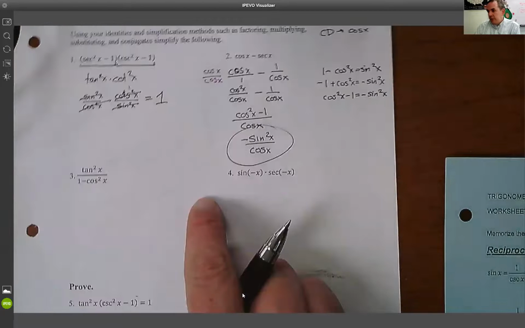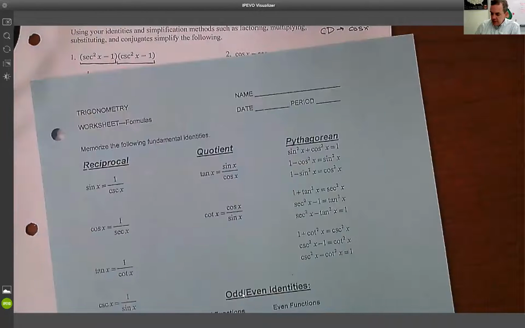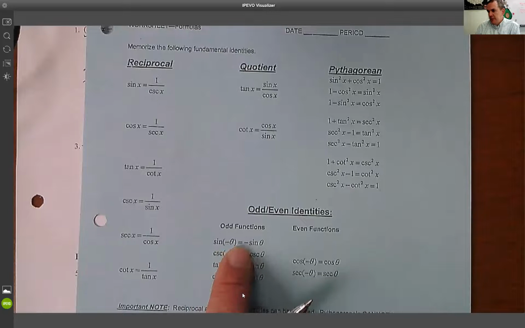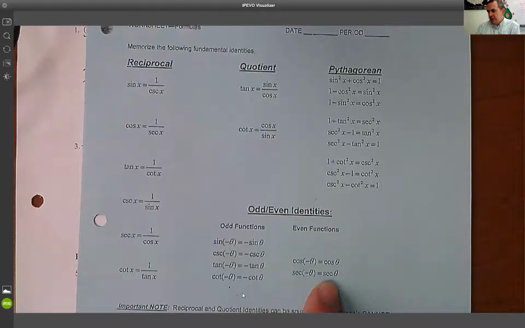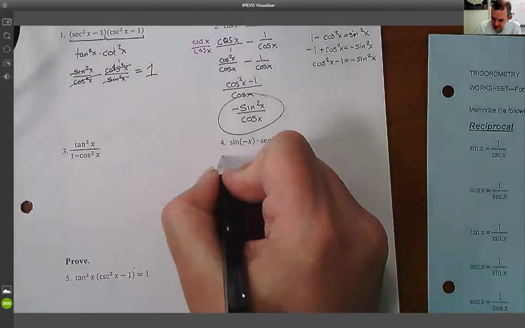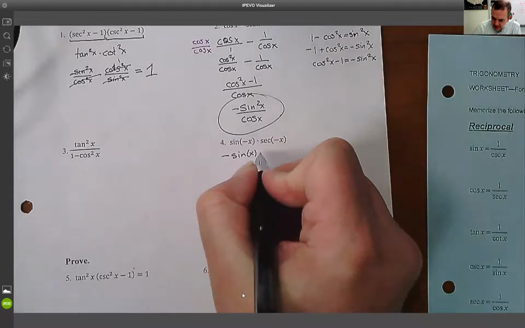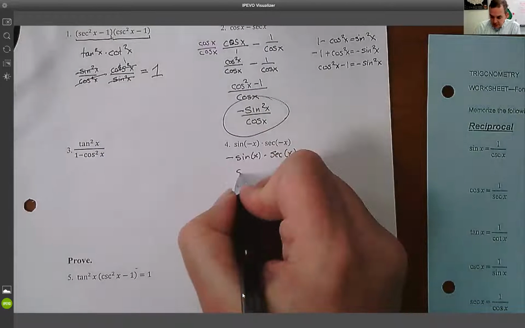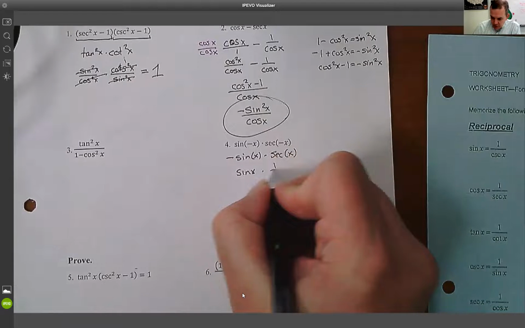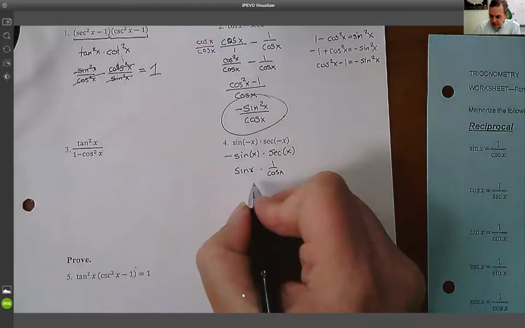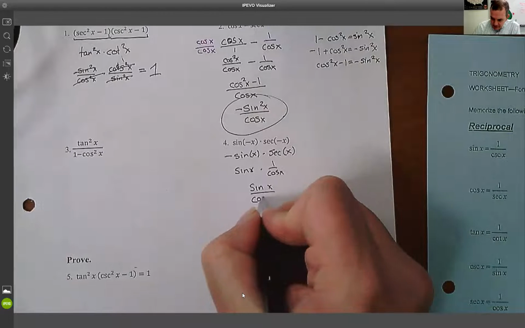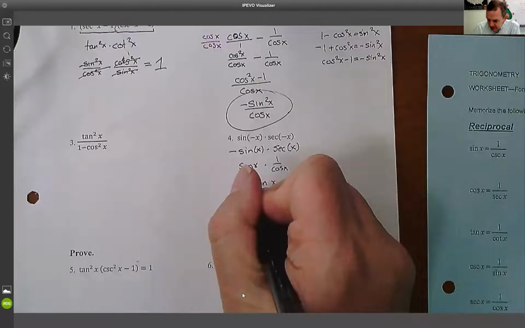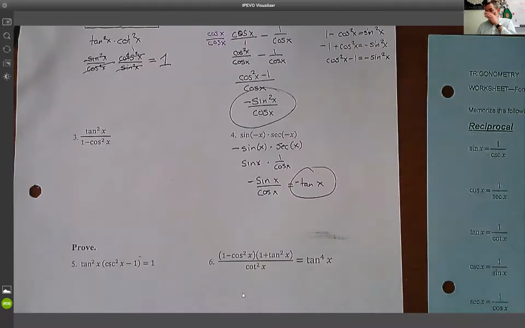What else? Number 4 is my negatives. Sine of a negative number, the negative comes out front. Secant of a negative number, the negative just goes away. So this becomes negative sine of x times secant x. Now I just go through the same process: sine of x times 1 over cosine x becomes sine x over cosine x, which becomes tangent x. I'm sorry, negative sine x, and that becomes negative tangent x. So it's negative tangent x.